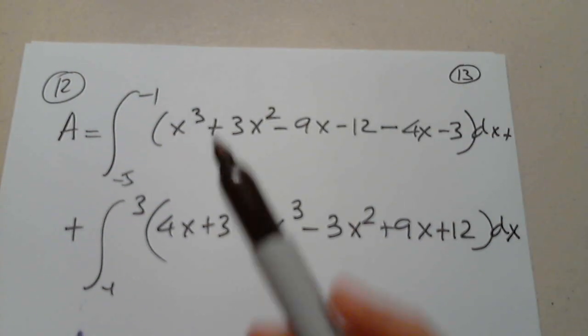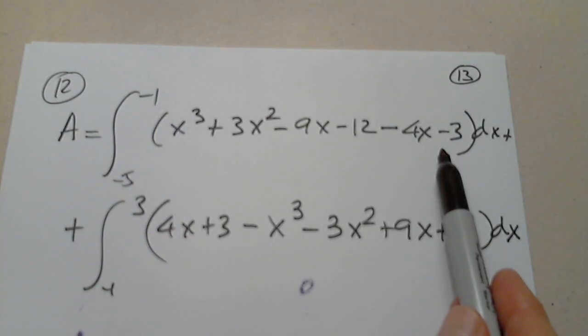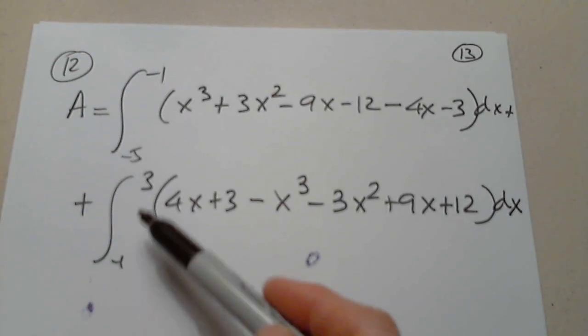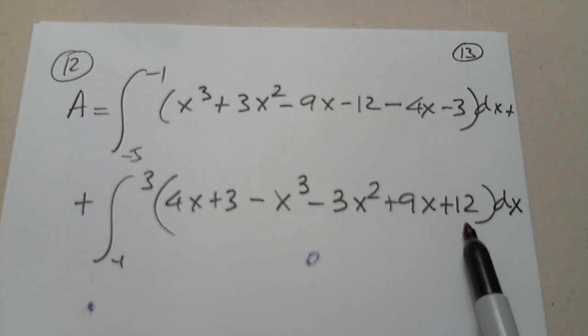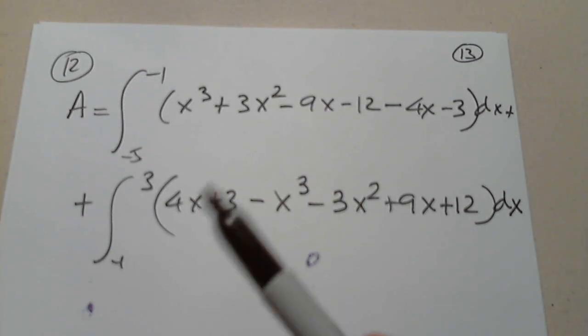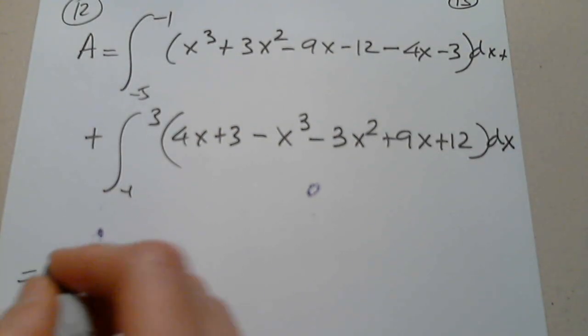So again, between -5 and -1, this was above and this was below. Between -1 and 3, this was above and this was below. I calculate the two areas and add them up. And what will that represent? The orange area that you see here. This piece plus this piece. So let's calculate.